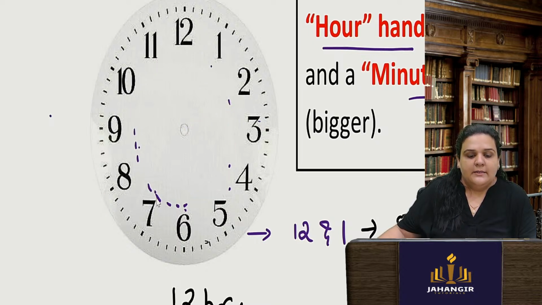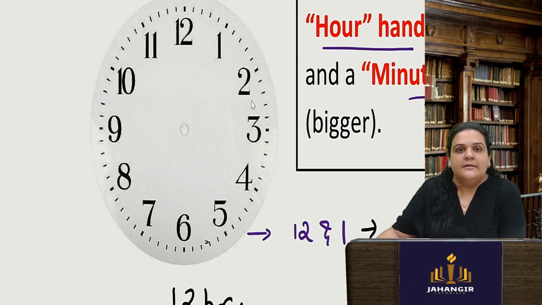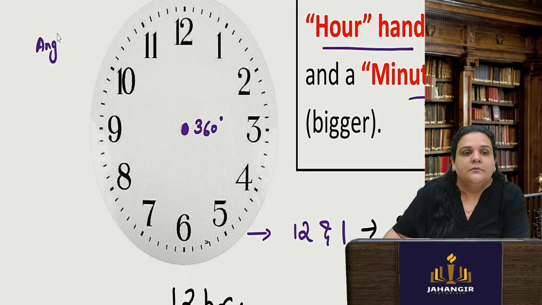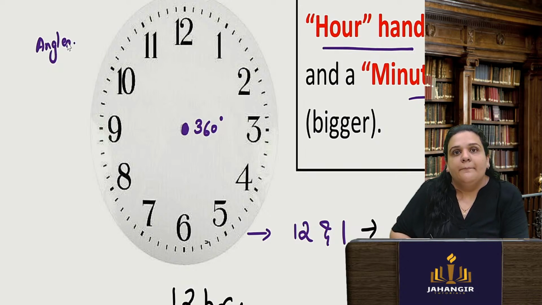Now understand one thing. This is a circle, a complete circle. The entire circle, the center part here, we have done that in maths in our school time. It will be a 360 degree angle. Now we are doing angles. We have to understand about the angles.